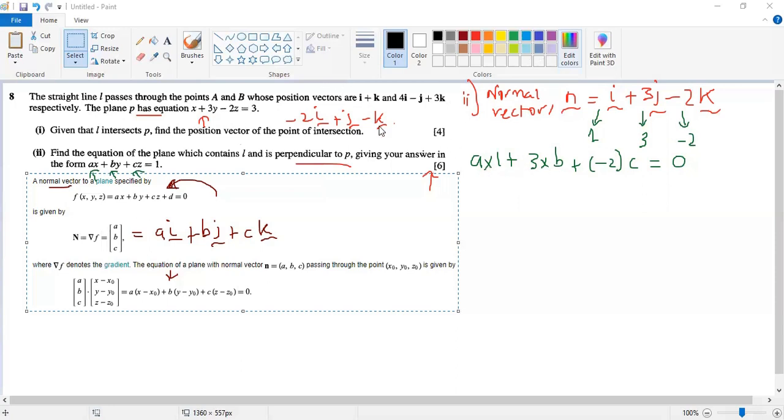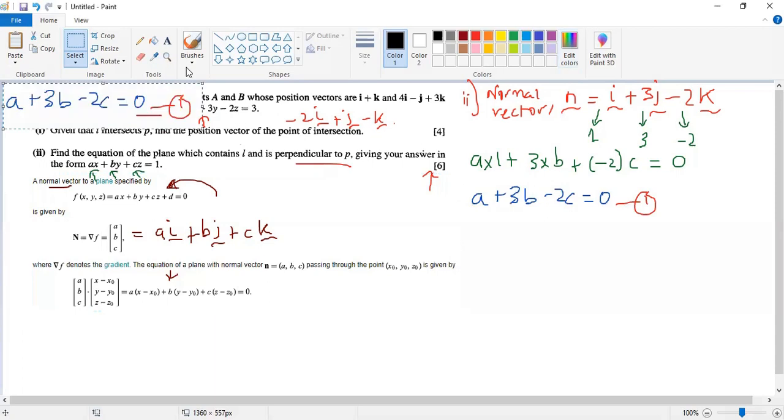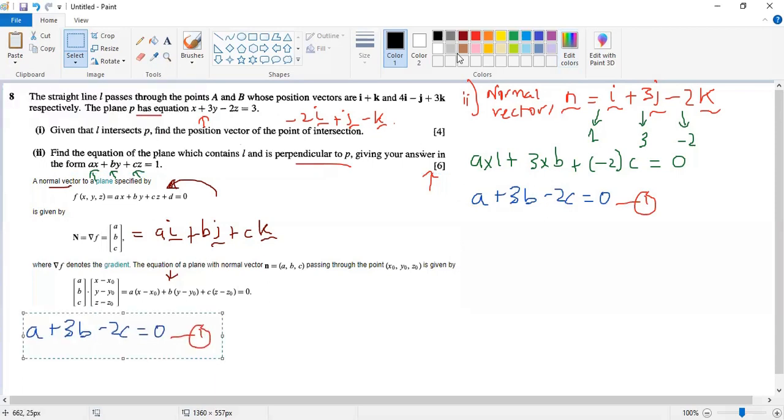So we can use this shortcut to get the first equation: A plus 3B minus 2C equals 0. I'm just going to call it the first equation here. Take a screen grab of it. Later we need to solve that to get the values of A, B, and C. It's been a while since I did this vector geometry.